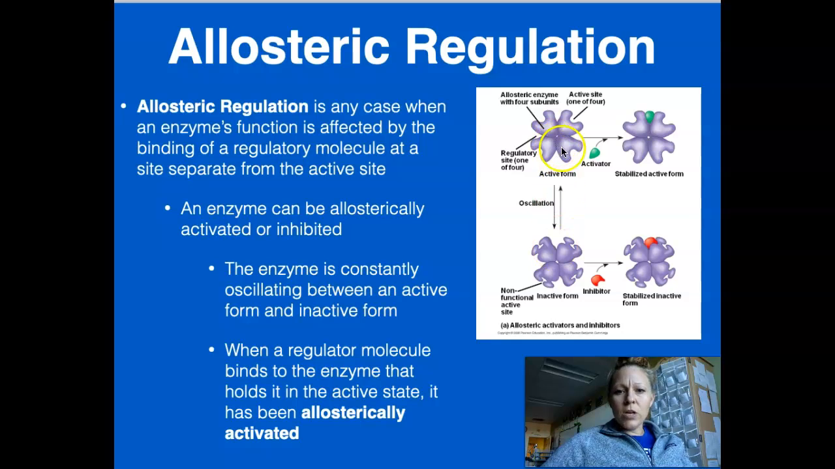If we have an activator molecule, it's going to bind in right here, and it's going to sort of jam it up and hold it in the active form. So this is going to be a stabilized active form. And here we have an inhibitor, which is going to allosterically bind to the molecule while it's in an inactive form. And so it's going to be allosterically inhibited.